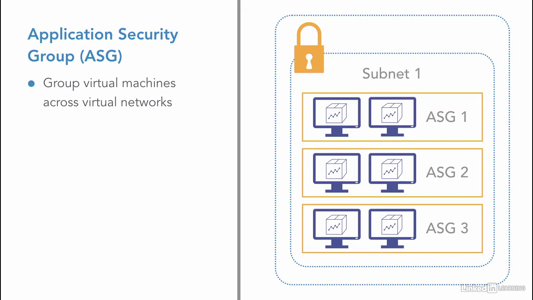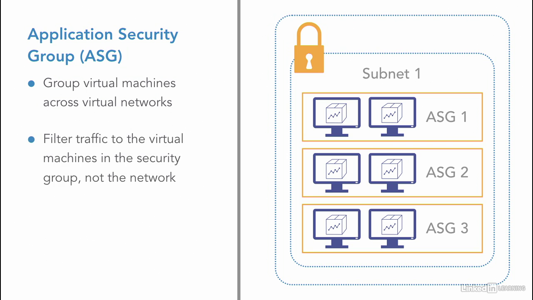An application security group allows us to group virtual machines across virtual networks. This allows us to filter traffic to the virtual machines in the security group, not to the network itself. This allows us to segment the virtual machines based on application.